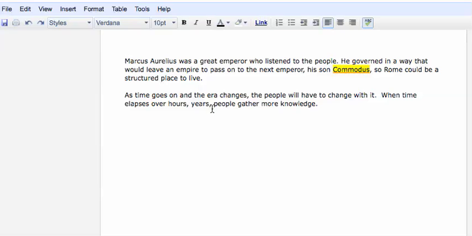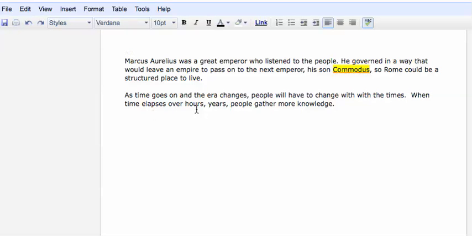Your second sentence is a little bit less clear. You did, in fact, need an extra period in it. And you say, "As time goes on and the era changes, the people will have to change with it." You don't need the "the" here. As time goes on and the era changes, people will have to change with the times.